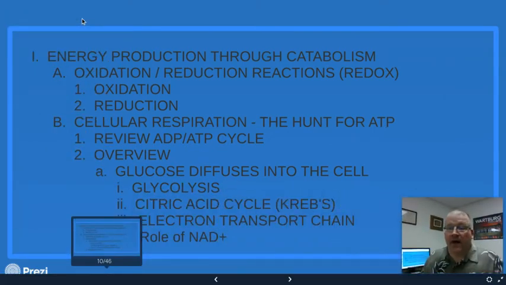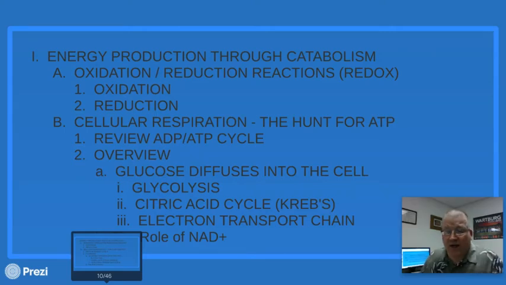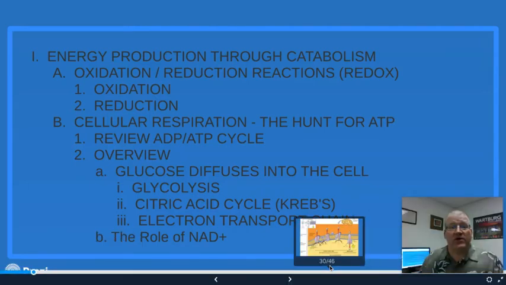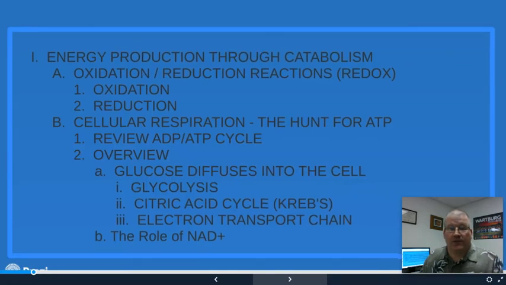Okay, let's get me out of the way there. Here we go. First off, oxidation and reduction reactions. We're going to take a look at this because all of these reactions in the process of cellular respiration are going to be some sort of redox reaction, redox being the abbreviation for oxidation reduction.